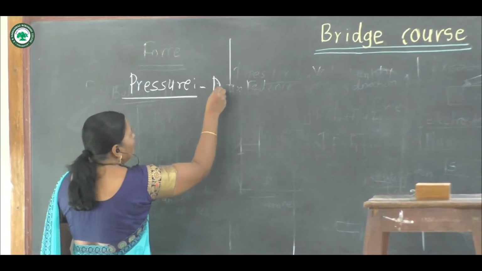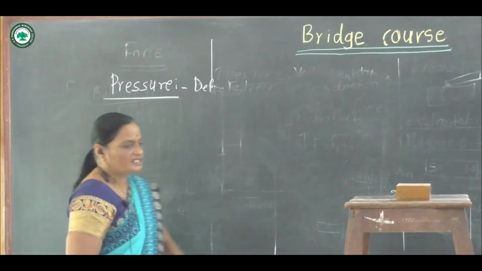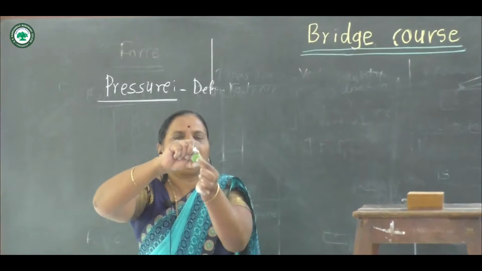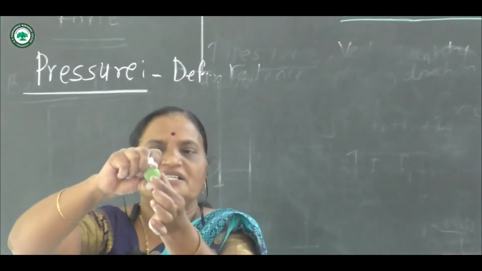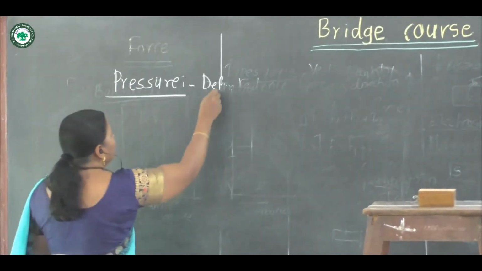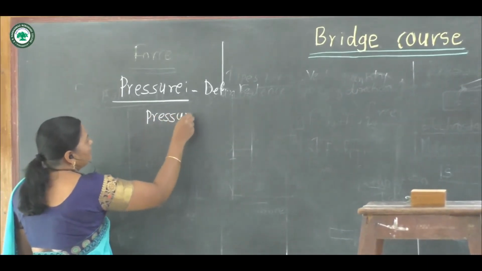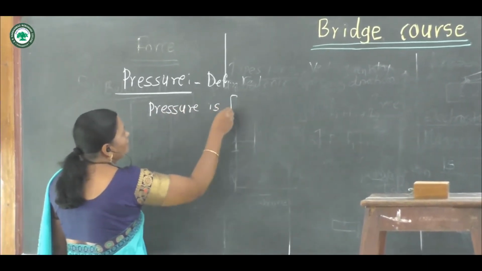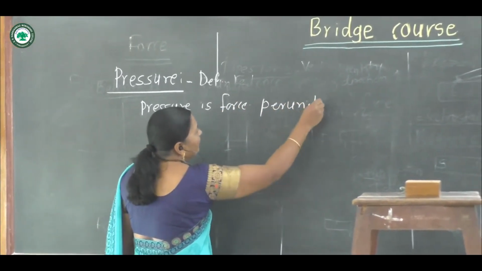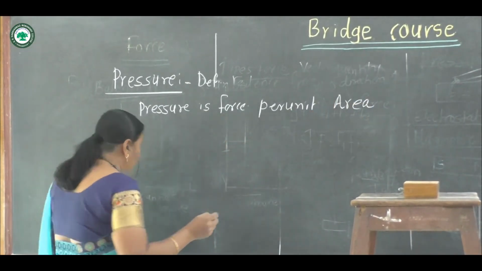The definition of pressure. Suppose this is the ball. If we push this ball, the pressure is applied here. Now what is the pressure? What is the definition of pressure? Pressure is force per unit area. Force per unit area is called pressure.